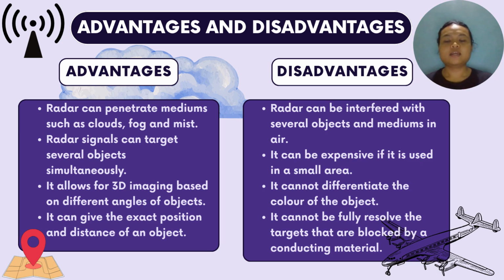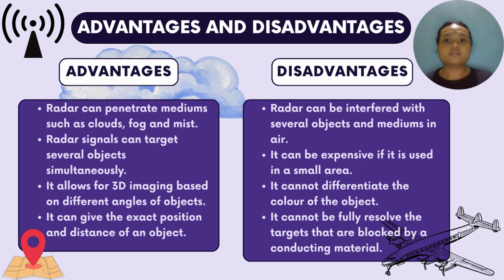Other than that, there are disadvantages of radar system, which are radar can be interfered with by several objects and mediums in air. Radio signals will face plenty of interference from the air while traveling to and from an object. Secondly, it can be expensive if it's used in a small area because radar systems are effective if used over large geographical areas over long periods of time.